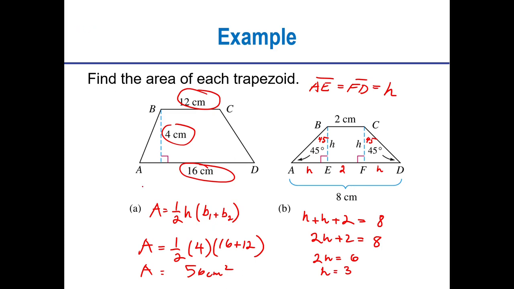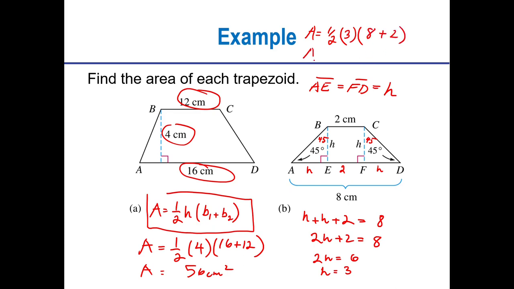We know the formula again is 1/2 height times b1 plus b2. So we'll do the work up here. We have 1/2 times the height, which is 3, and we'll take the base here, which is 8, and we'll add that to 2. And this gives us an area of 15 square centimeters.